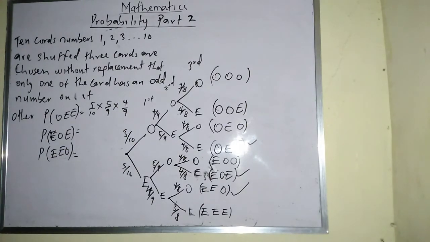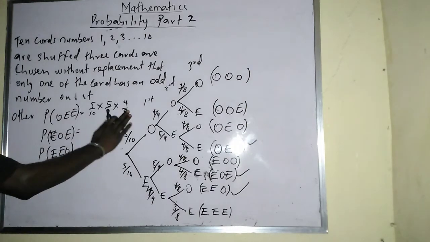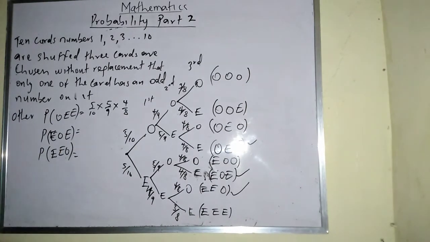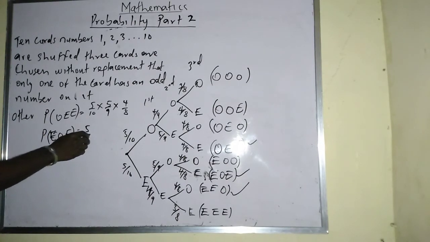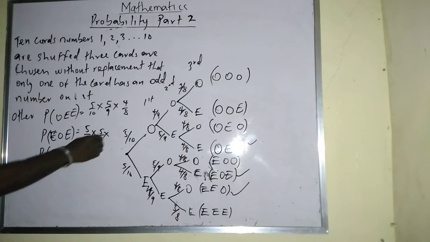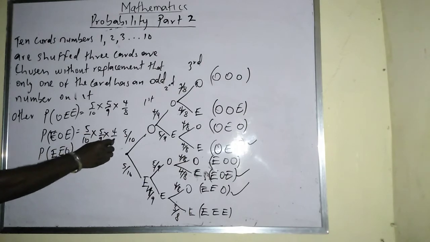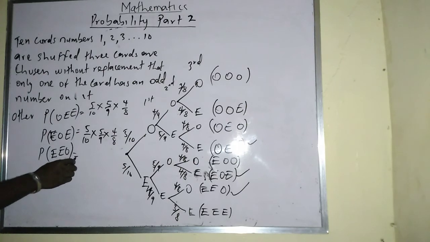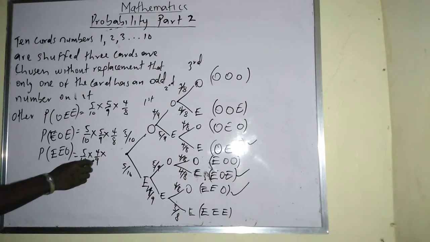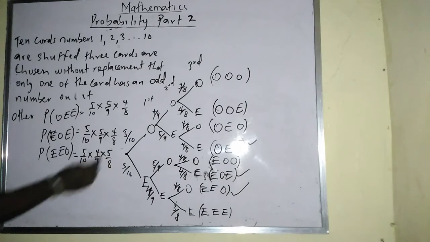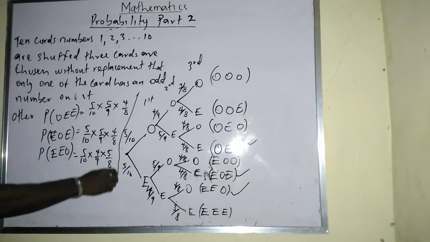The second one, 4 all over 8. The second one, it will be probability of 5 all over 10 multiplied by 5 all over 9 multiplied by 4 all over 8. And the last one will be what? Probability of 5 all over 10 multiplied by 4 all over 9 multiplied by 5 all over 8. Now, these are the probabilities to be considered.